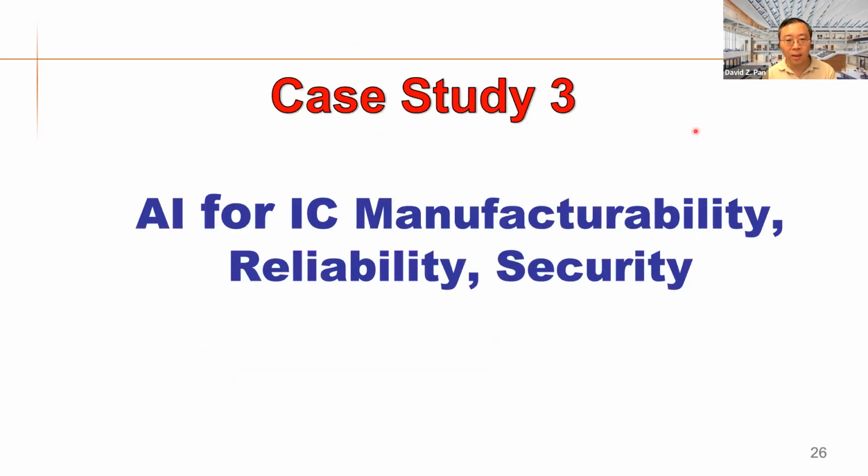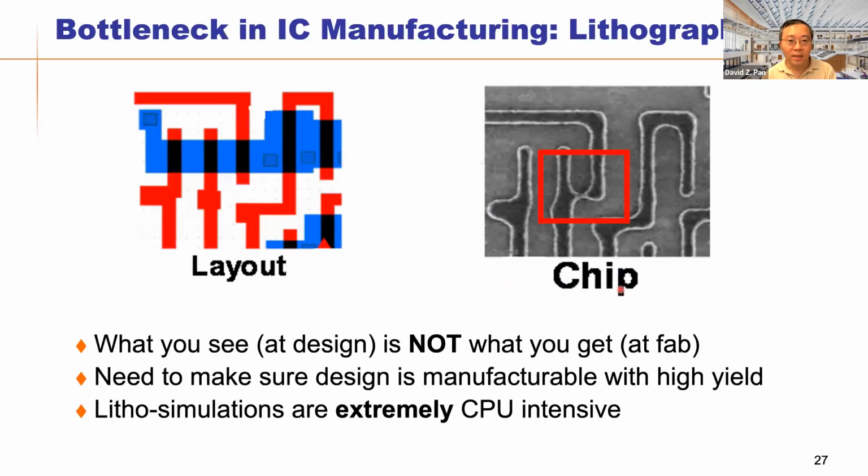All right, so now let me move on to the third case study for AI for IC design, in terms of manufacturability, reliability, and security. I will just quickly touch on some of the work here. As I already showed before, in more advanced chips, what you see in the layout in your design is not necessarily what you will see in your final chip fabrication.